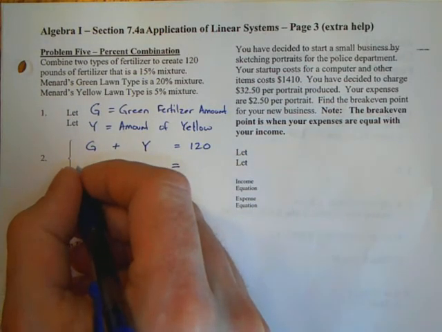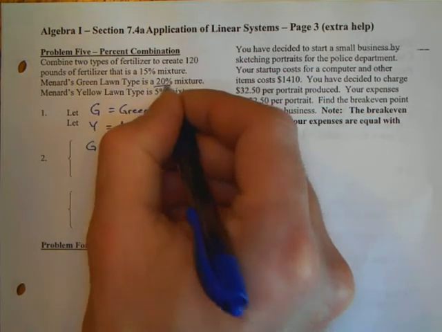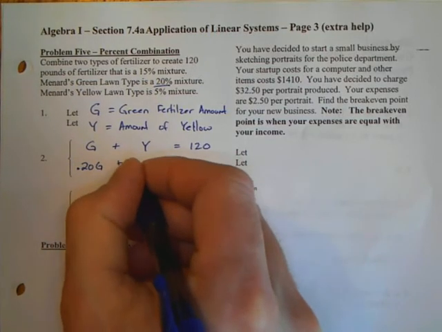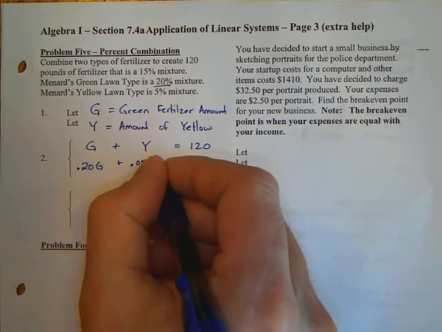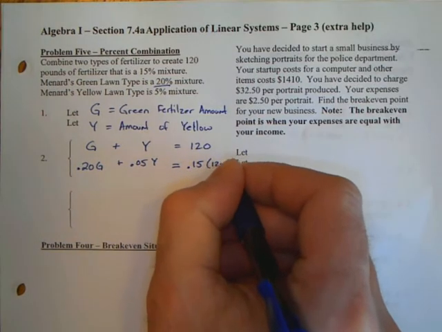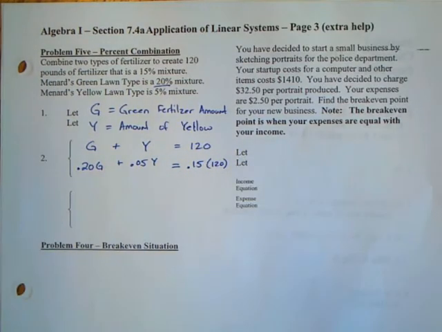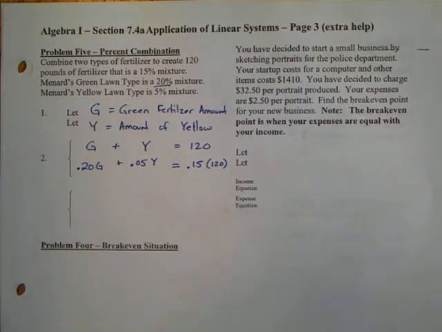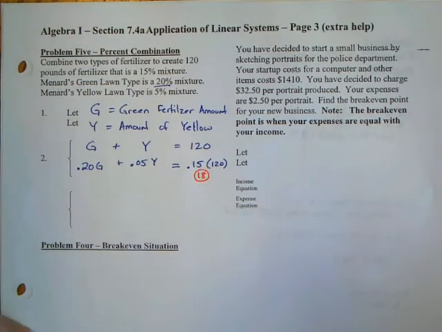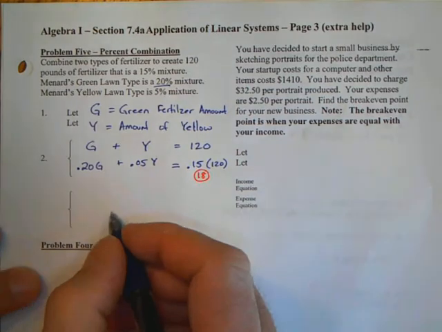Now, the percent equation, we take the percent of green, which is 20%, a lot like the quarter idea, and 5% of yellow, and that equals 15% times our total, which you remember from above is 120. Now I'm going to multiply 120 times 15%, and that equals 18. So I'm just going to make a little note down there, remembering that this second equation really equals 18.